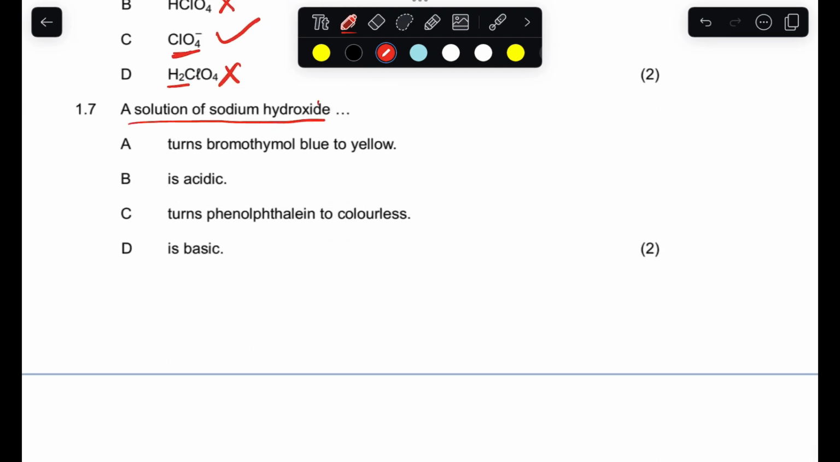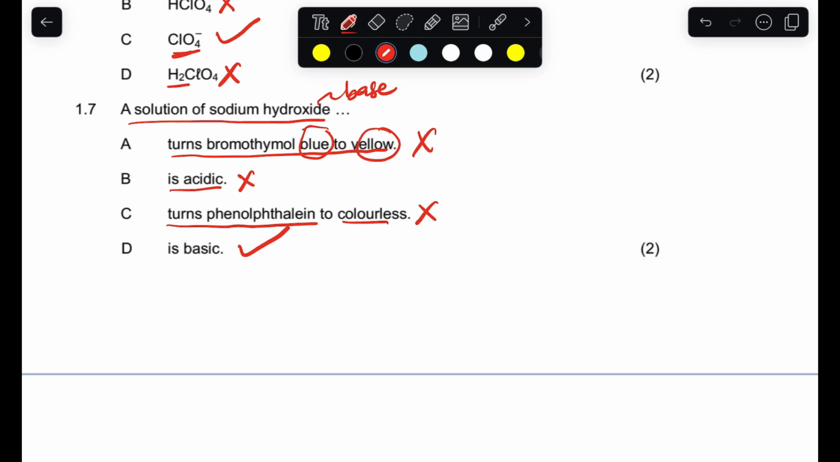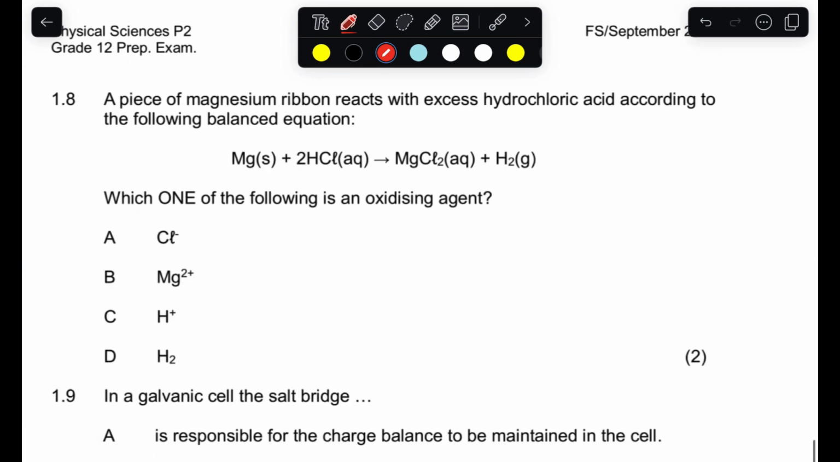Now it says sodium hydroxide is a strong base. It says it turns bromothymol blue from blue to yellow. No, it doesn't. That is for acidic, and it's basic. It turns phenolphthalein to colorless. No, it doesn't do that. And it's basic. That's correct.